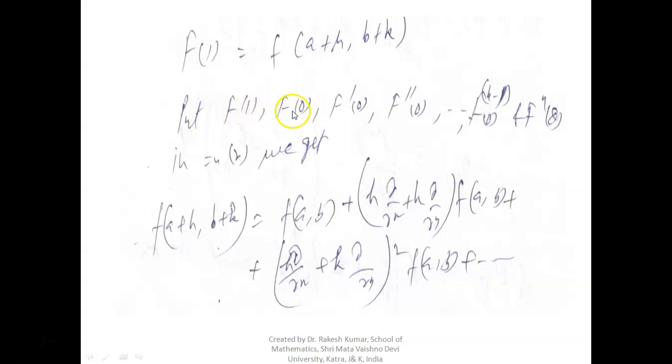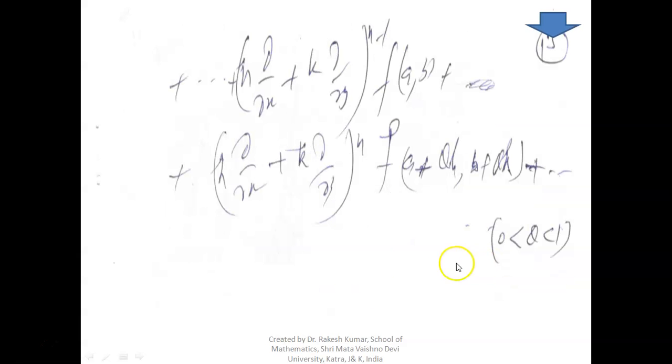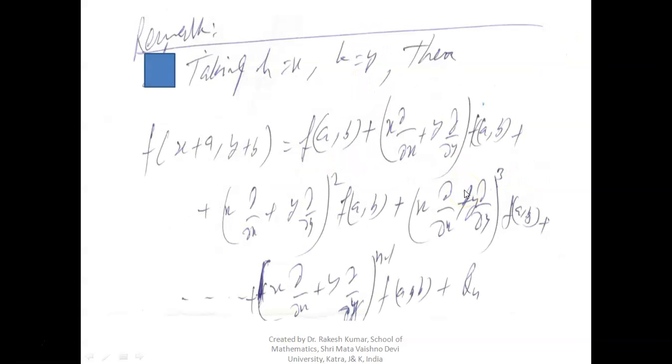So putting F(1), F(0), F'(0), F''(0), and so on, all these things in equation 2, we get f(a+h, b+k) equal to f(a,b) plus this into f(a,b) plus this square into f(a,b), and so on. So this is the n minus 1 term and the nth term like this, and hence the result.